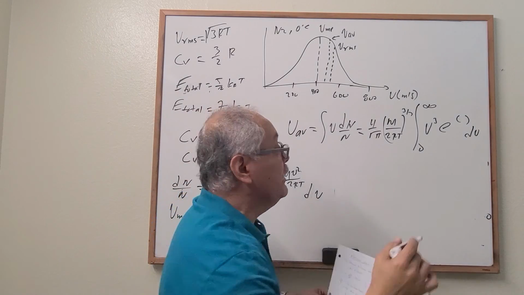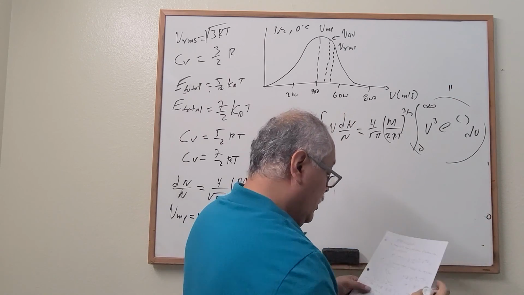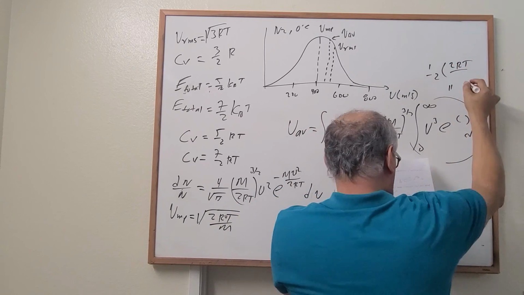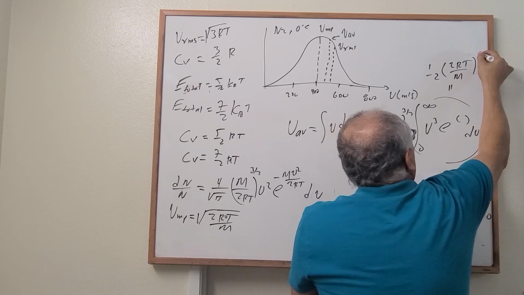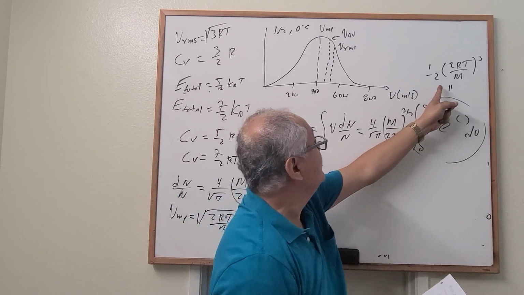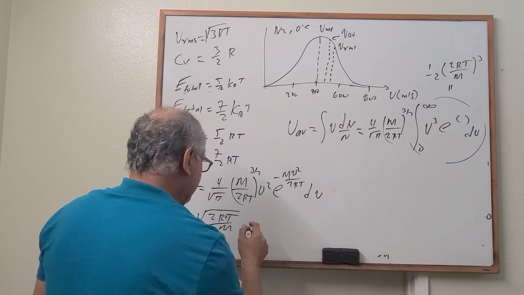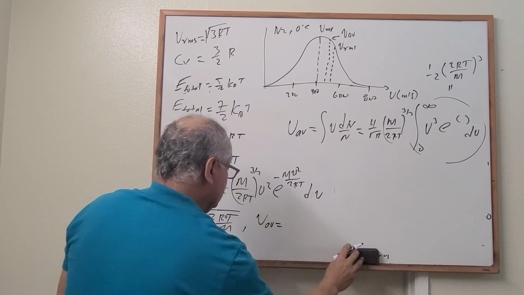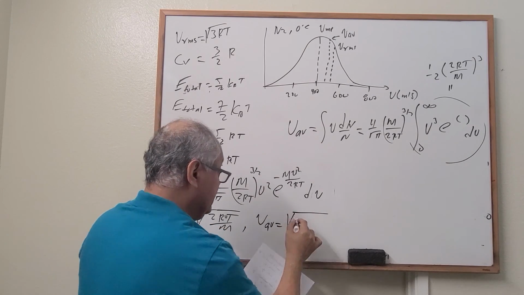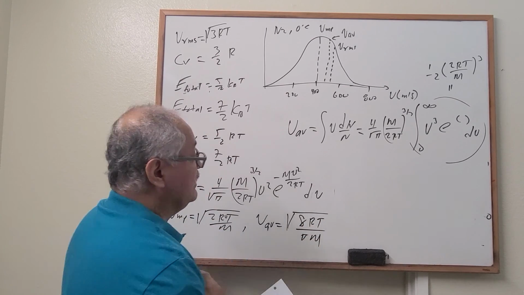This is found from a table. From the table, this quantity is found to be 1/2 times 2RT over molar mass, cubed. Now when we multiply this times this quantity right here, it's found that the average speed is equal to the square root of 8RT over pi molar mass.